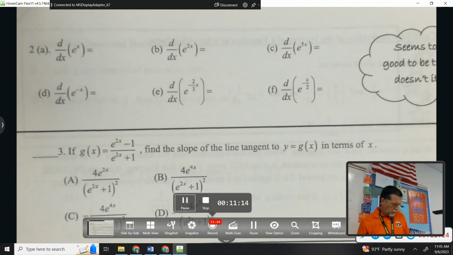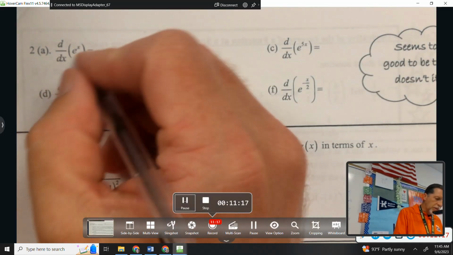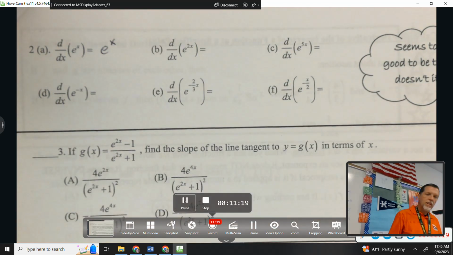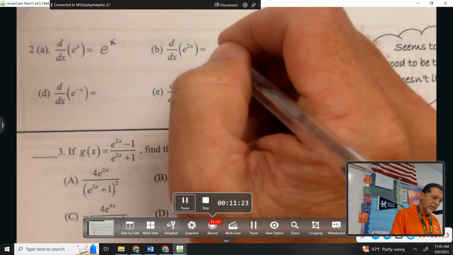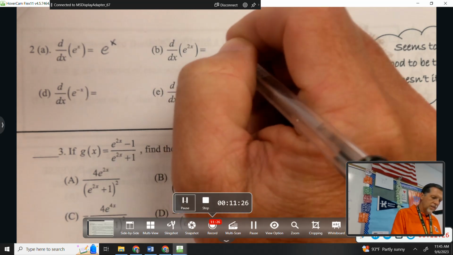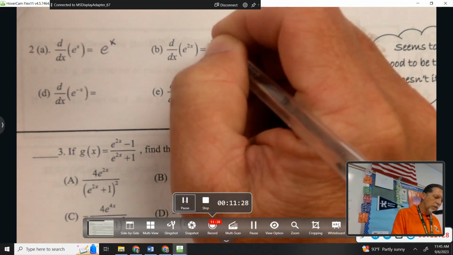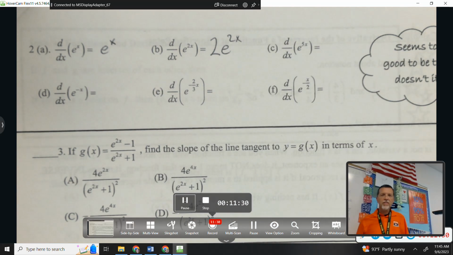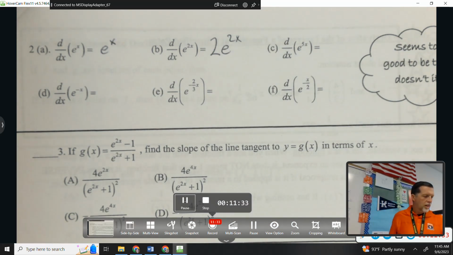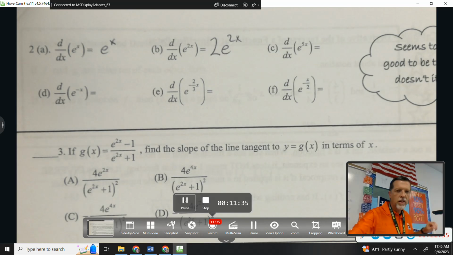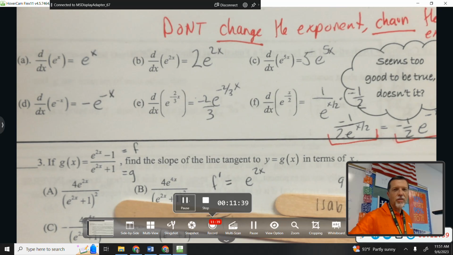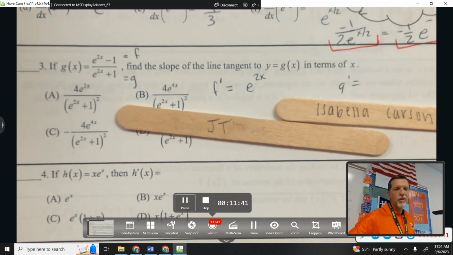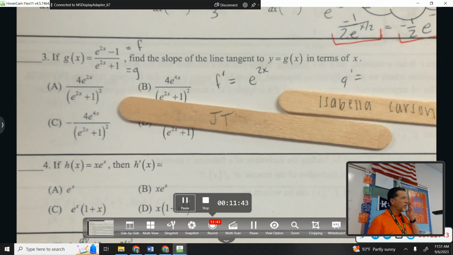Problem 2 should go relatively quick. The derivative of e to the x is e to the x. What about the derivative of e to the 2x? E to the 2x times 2, and then I'm going to put the 2 in front just because it looks a little better. All right, you do the next 4. There's the answers to A through F. Fast forward a little bit. JT, why is Braden telling you to put a 2 in front of it? He's right. Where does that 2 come from?